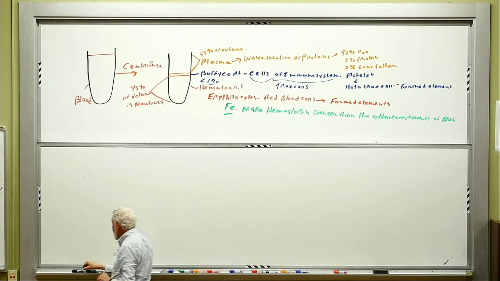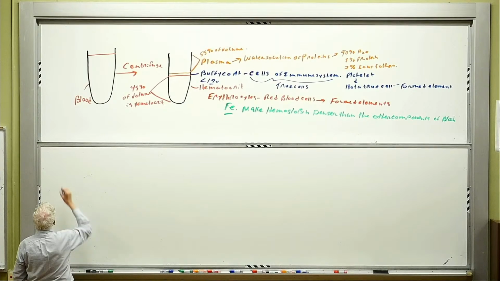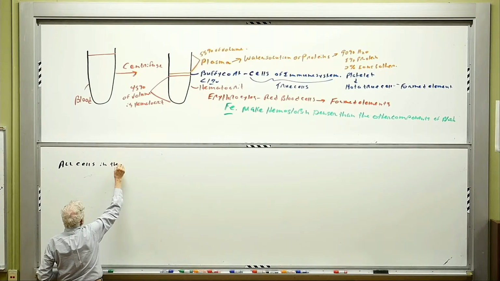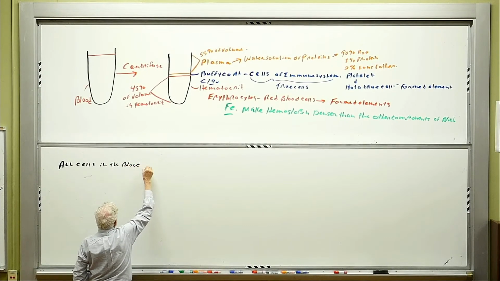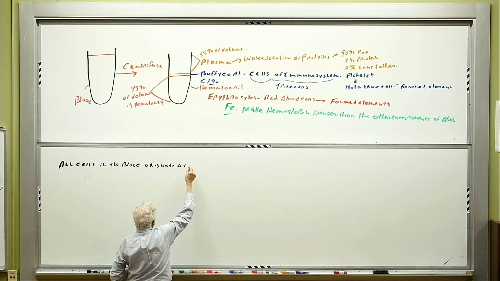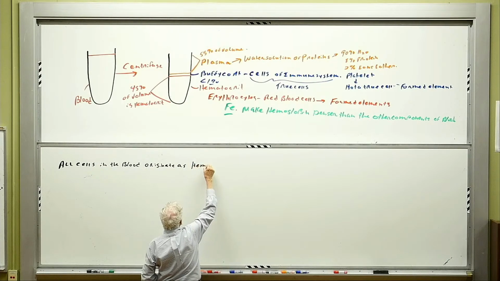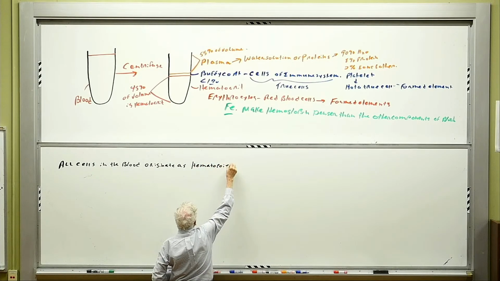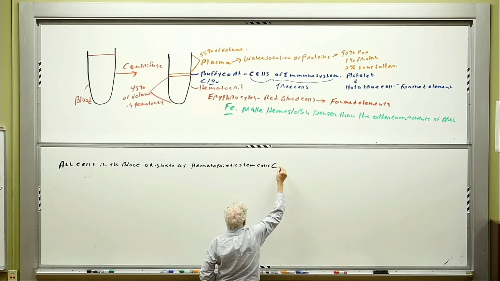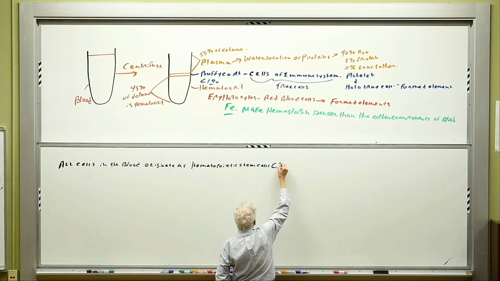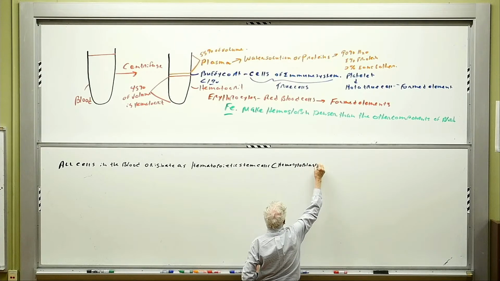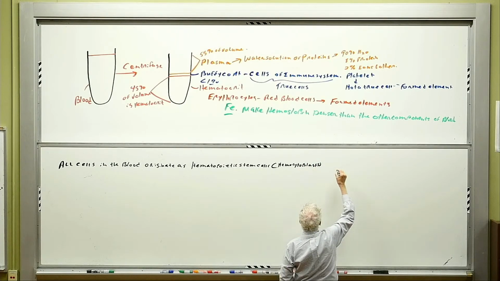And spell out the idea here that all cells in the blood originate as hematopoietic stem cells, sometimes you see these referred to as hemocytoblasts, in the red bone marrow.